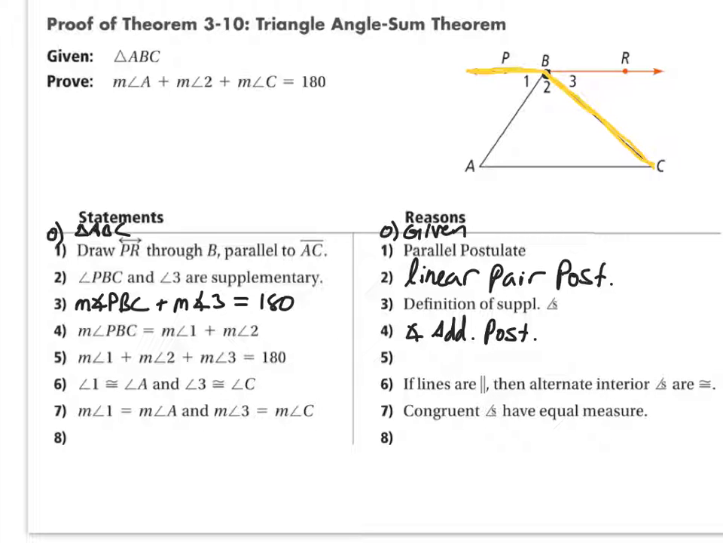So, angle addition postulate. We know that the measure of angle PBC equals the measure of angle 1 plus the measure of angle 2. Now, their statement number 5, they all of a sudden say the measure of angle 1 plus the measure of angle 2 plus the measure of angle 3 equals 180 degrees. Well, where the heck did that come from? Substitution property of equality. They are taking this statement and substituting it in for the measure of angle PBC.